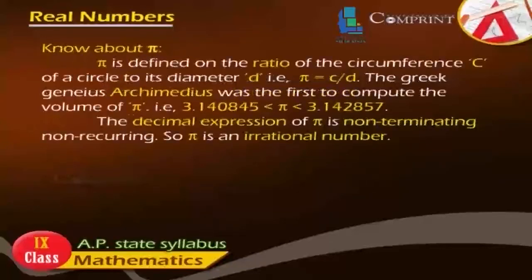Know about pi. Pi is defined as the ratio of the circumference c of a circle to its diameter d. That is, pi is equal to c by d. The Greek genius Archimedes was the first to compute the value of pi. That is, pi lies between 3.140845 and 3.142857. The decimal expression of pi is non-terminating, non-recurring. So, pi is an irrational number.